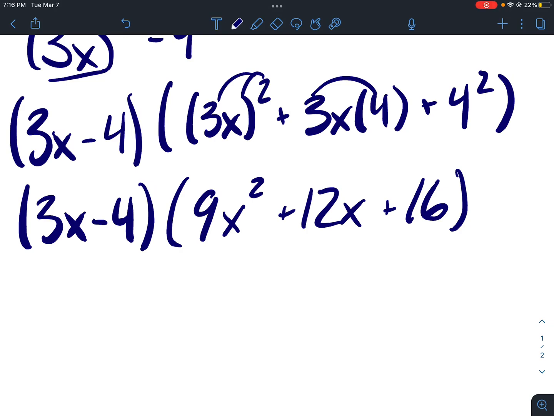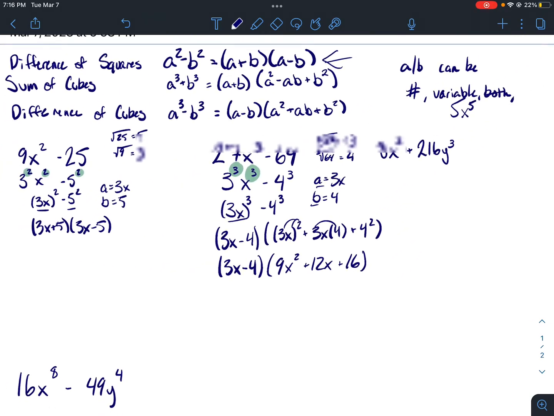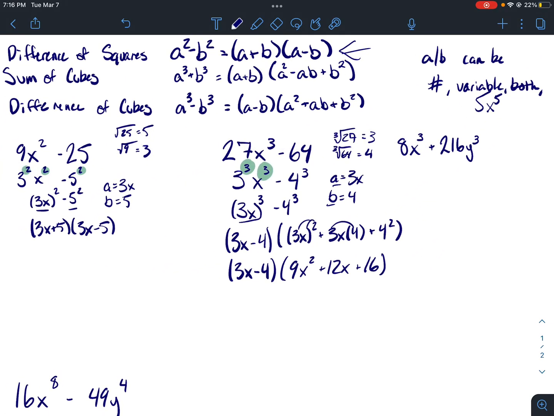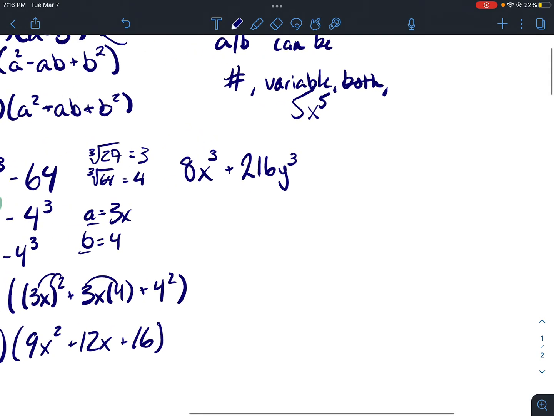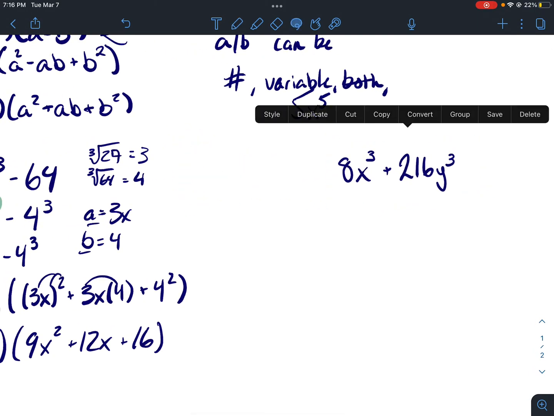Or using the difference of cubes. That's how we're going to get that. And then lastly, we're going to have one with the sum of the cubes.